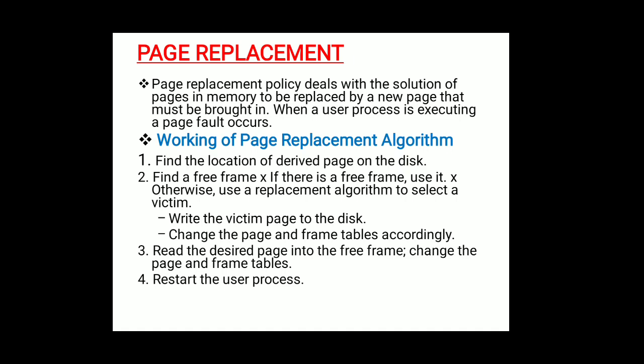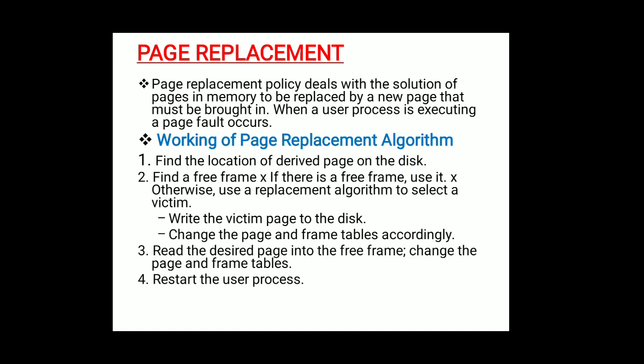Suppose the frame is not free, then we need to find the one that is not currently being used and free it. So we have to search for such a frame which is not required or not currently used. Then we choose such a frame and free it. We can free a frame by writing its contents to swap space and changing the page table to indicate that the page is no longer required in the memory.